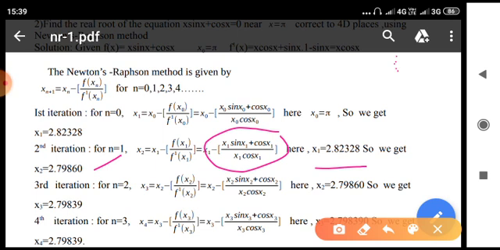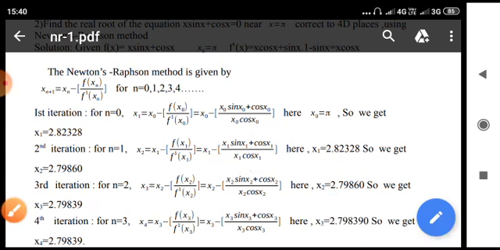Now the third iteration, for n equal to 2, x3 is x2 minus f of x2 divided by f dash of x2. So it is x2 minus (x2 sin x2 plus cos x2) divided by x2 cos x2. Now substitute for x2, which is 2.79860. So we get x3 as equal to 2.79839. We have to get the answer correct to 4 decimal places.